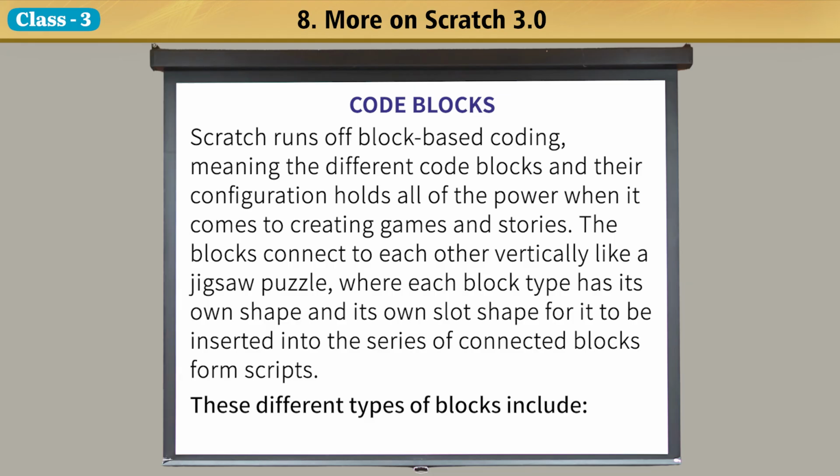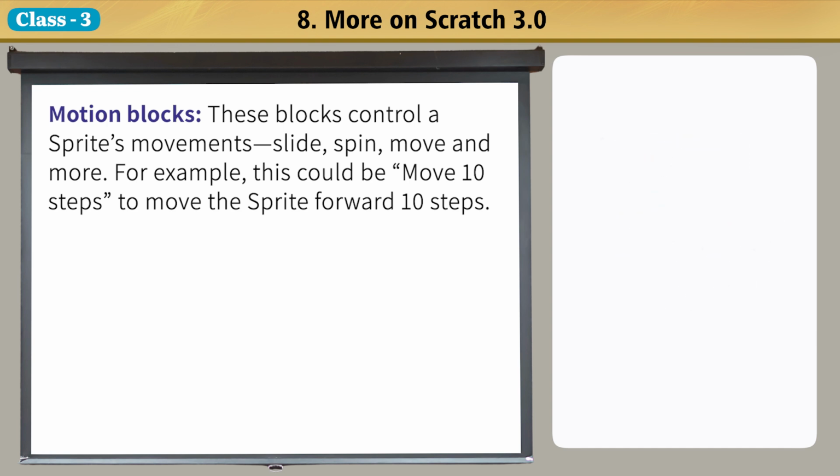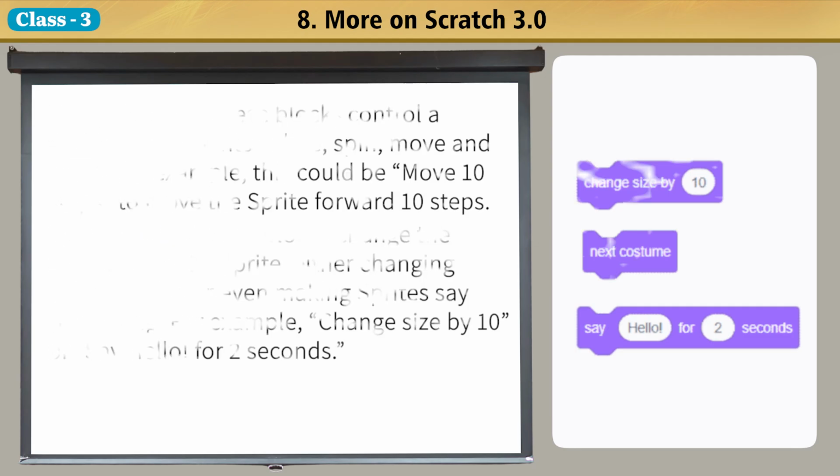These different types of blocks include motion blocks. These blocks control a sprite's movements: slide, spin, move and more. For example, this could be move 10 steps to move the sprite forward 10 steps. Looks blocks. These blocks change the appearance of a sprite, either changing color or size or even making sprites say something. For example, change size by 10 or say hello for 2 seconds.